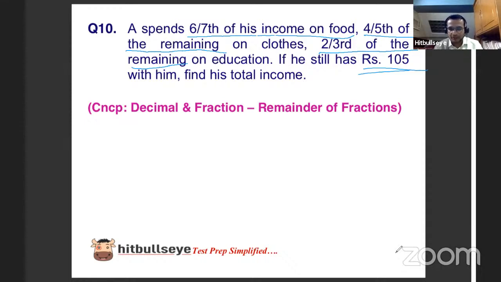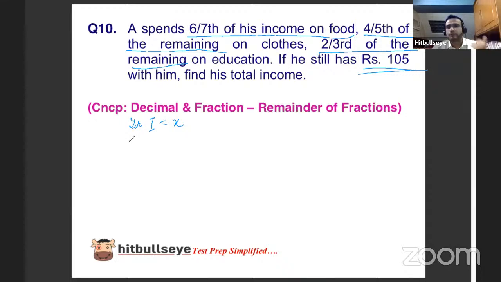Yeah, it can't be 250 because 105 is left with him after so many of these expenditures. So yeah, no worries. Check again, Mudit. What is the right answer? Okay, let's solve it. No worries. So what I'll do, I'll just do the same approach like I did the last question. Let the total income be X. Now I have to just check what is the LHS and what is the RHS.